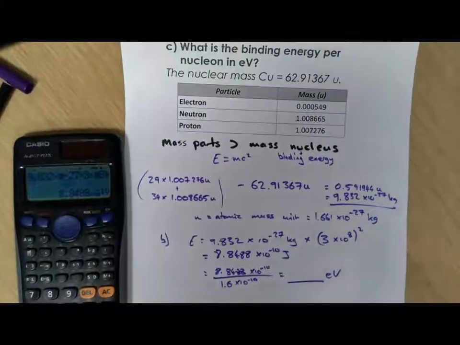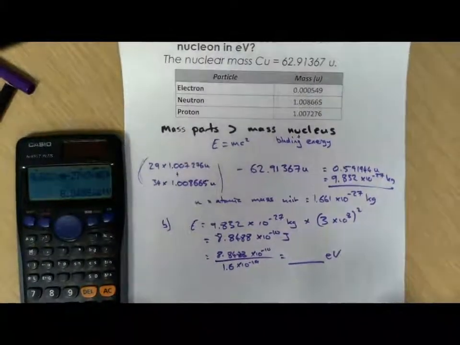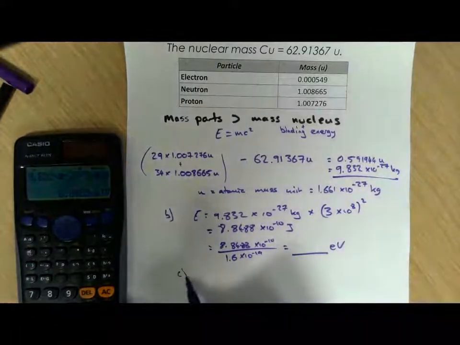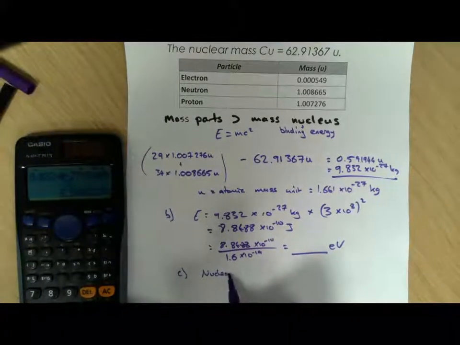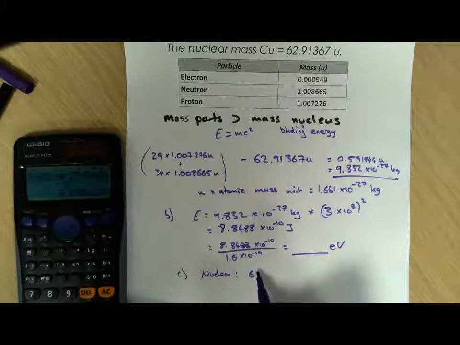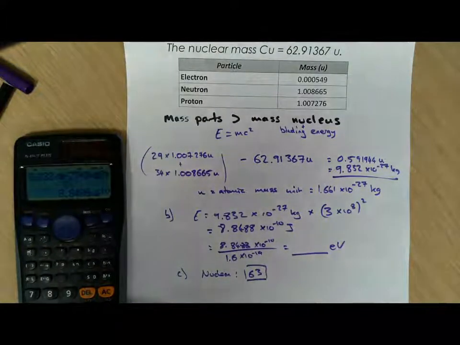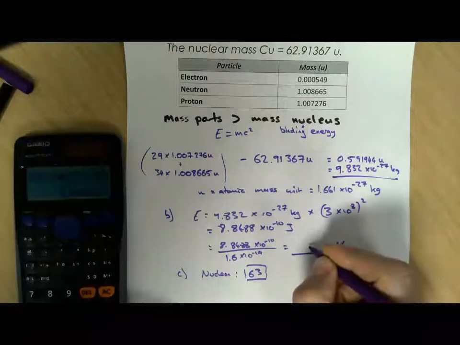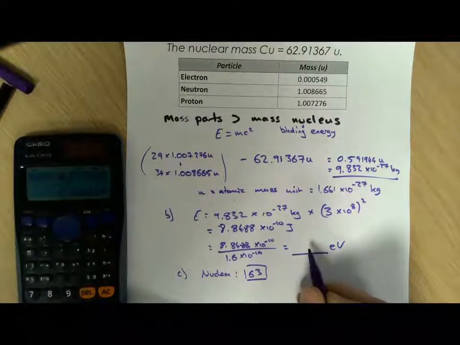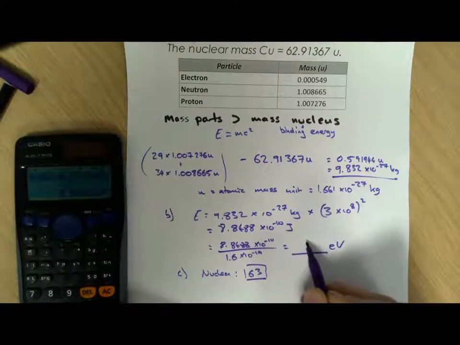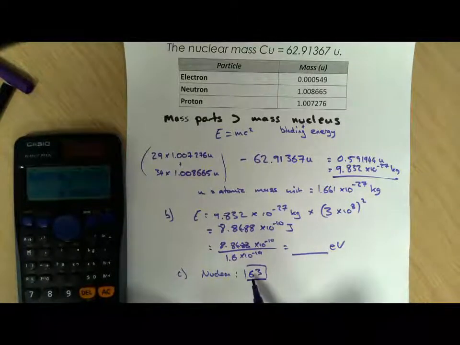And what is the binding energy per nucleon in eV? So how many nucleons are there? Well, it has a nucleon number of 63 because there are 63 protons and neutrons in total. So you take whatever your answer here is and you divide it by 63.